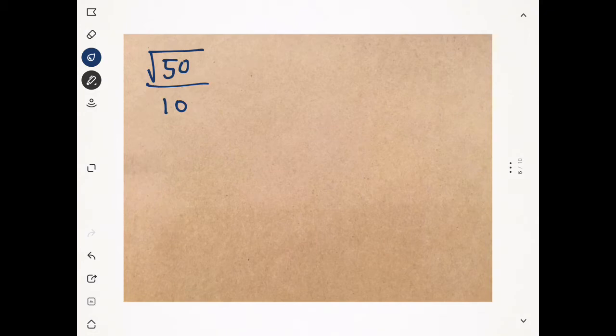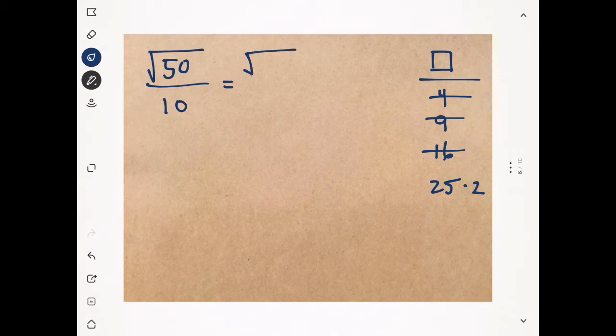Okay, so now with the square root of 50, some of you might immediately recognize that 25 is going to work, but if you don't, that's okay. Make our list of squares, going up to at least half of 50. So we have 4, 9, 16, 25. Well, 25 is exactly half of 50, so that's a good thing because we know that 25 times 2 is 50. So that means we can eliminate everything else because this is the largest perfect square that divides 50 evenly. So I can write this as the square root of 25 times the square root of 2 over 10.